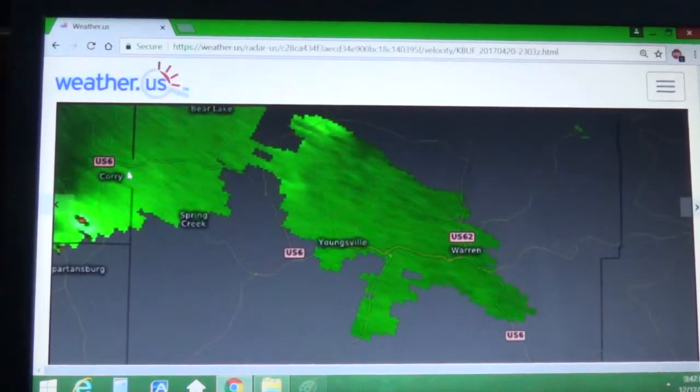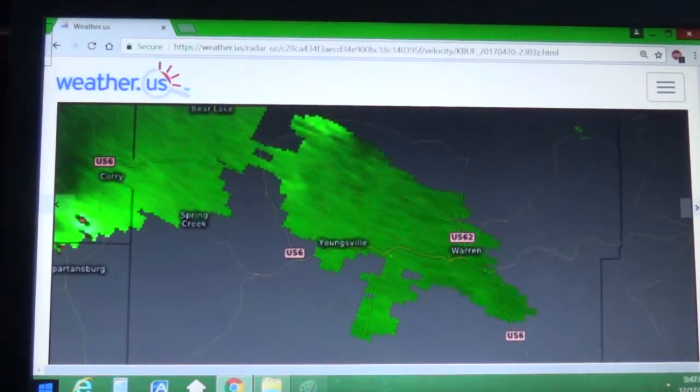Wind's blowing towards the Buffalo radar and away from the Buffalo radar. There's either a shear line or area of rotation. Southeast Erie County. This storm had frequent lightning and hail at least 1 inch in diameter. I want to go through these pretty quick here.